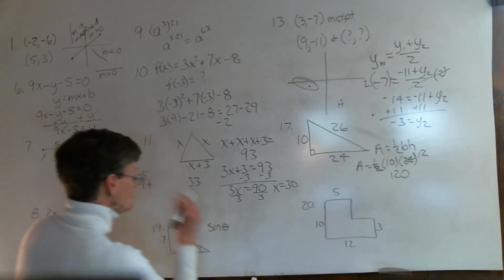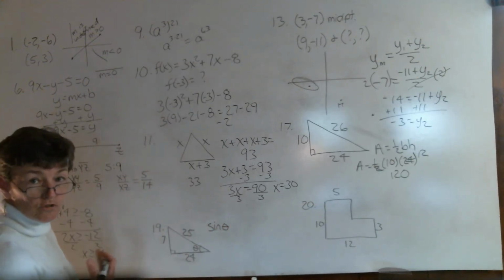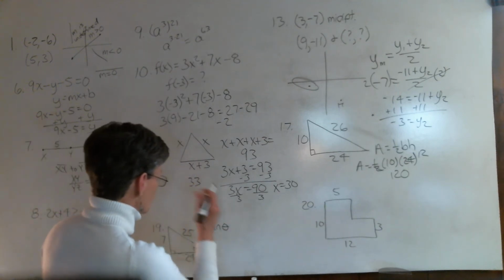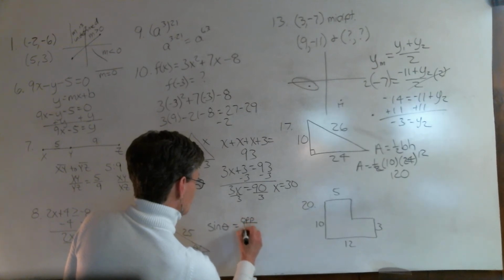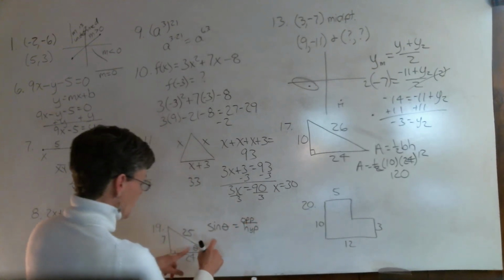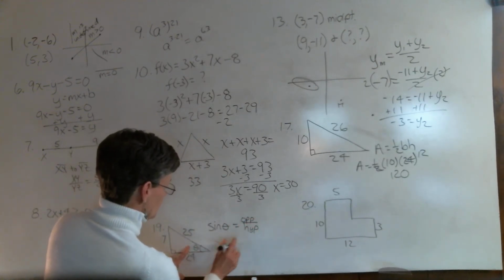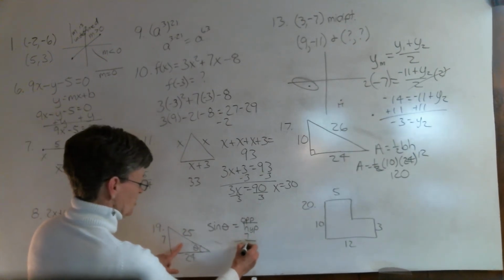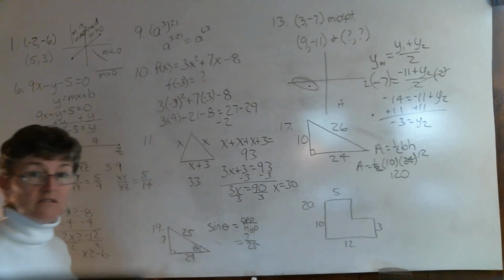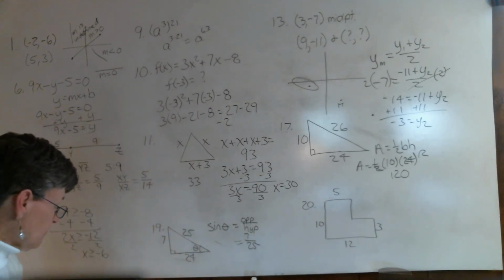For this problem, you do have to remember your trig definitions. And so the sine definition is opposite over hypotenuse. So the sine of this angle is the opposite side, which is 7, over the hypotenuse, which is 25, and that's the sine of the smallest angle.